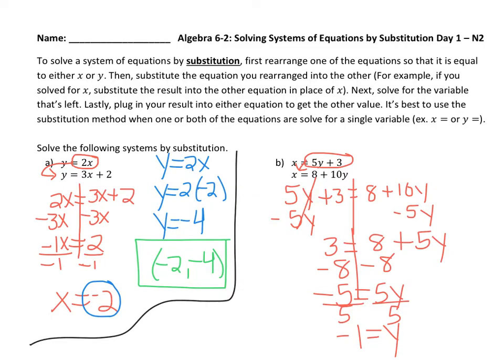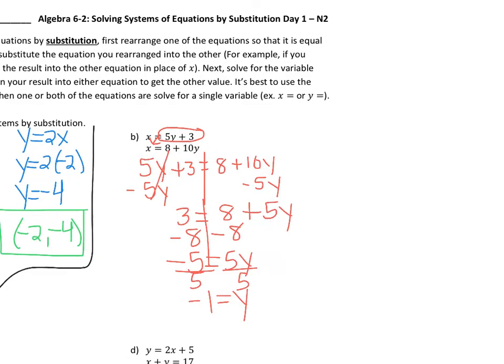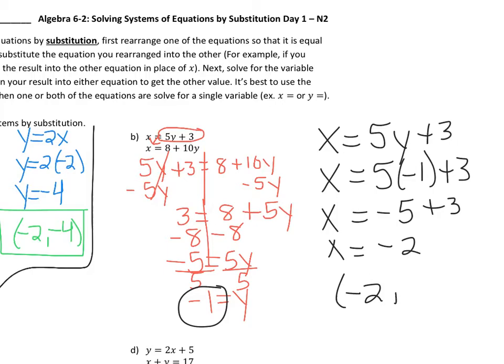I'm going to plug into the first equation. It doesn't matter which one you plug into again. x equals 5y plus 3. I'm going to take this negative 1 and plug it in for y into this equation. x equals 5 times negative 1 plus 3. Let's simplify. 5 times negative 1 is negative 5. Bring down the plus 3. x equals negative 2. So our solution is negative 2 comma negative 1.